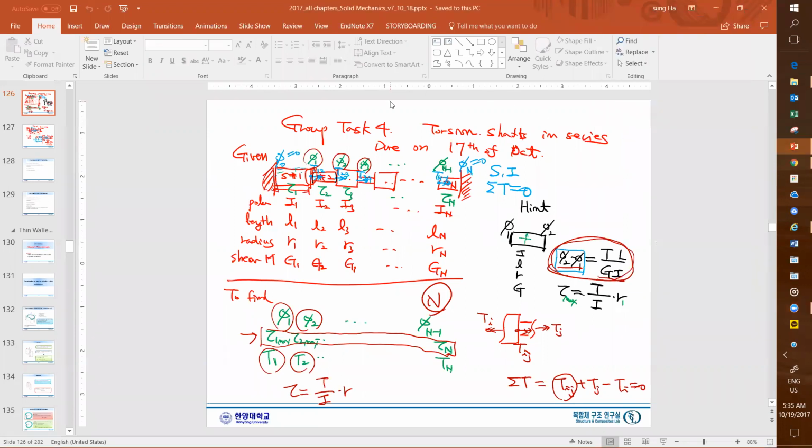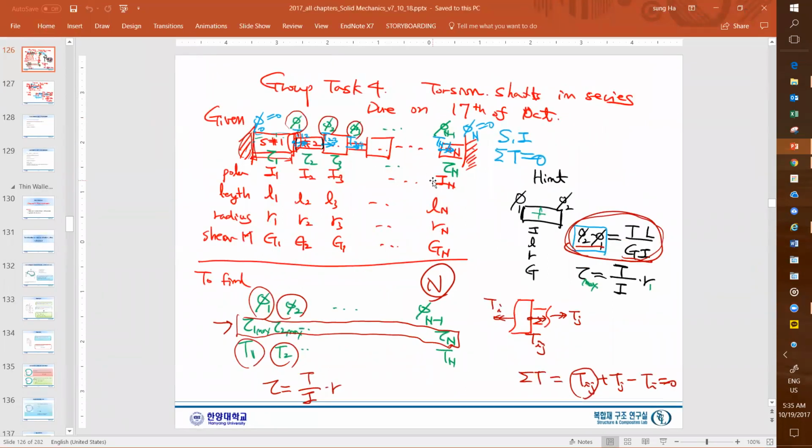Okay, today I would like to go through group task 4, which was due 2 days ago. In most cases, many groups did a good job, but some groups didn't do a good job. I'm going to explain one way, but you don't have to do it this way. I hope my explanation will help you to understand better.